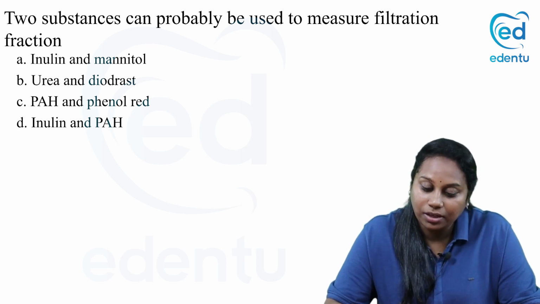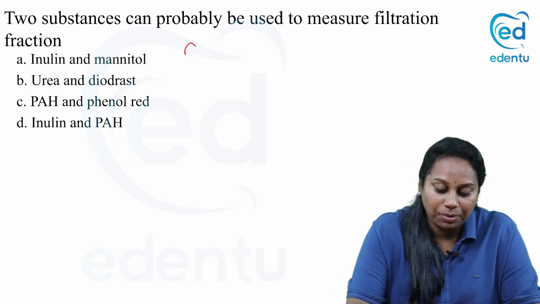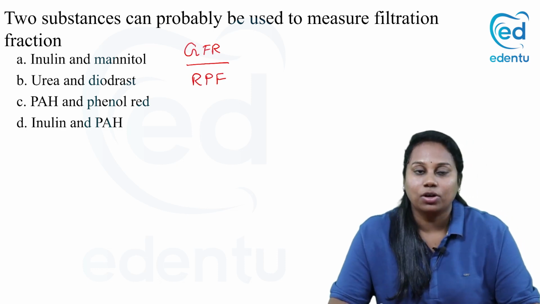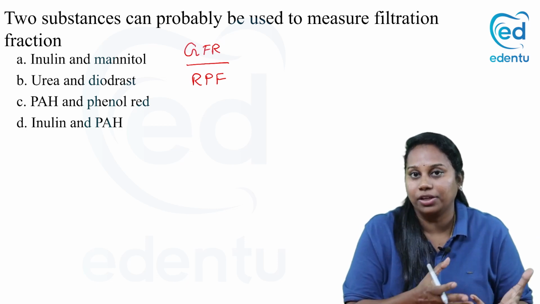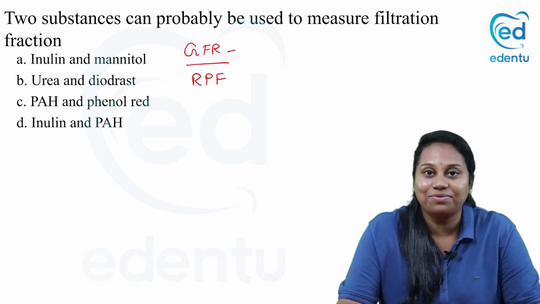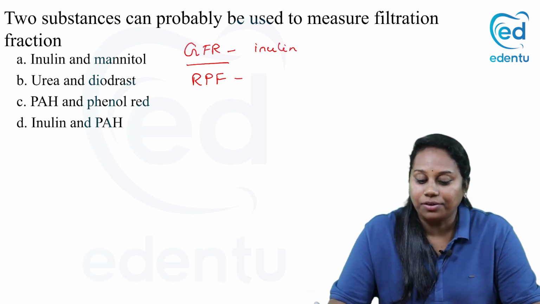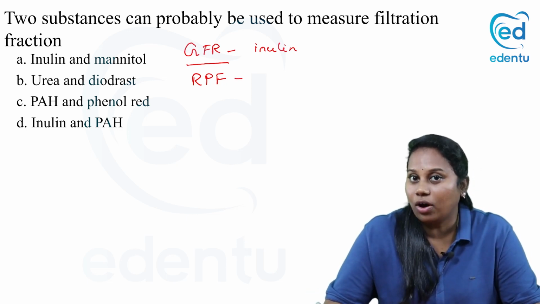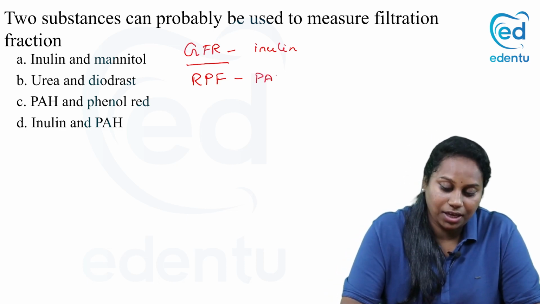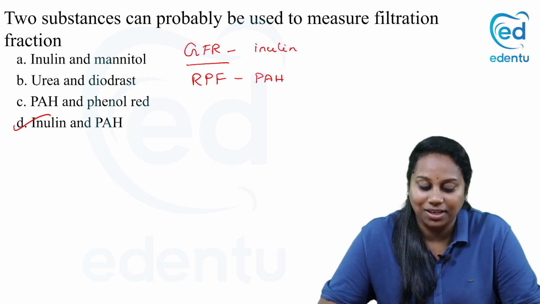Which two substances can be used to measure filtration fraction? So what is the formula for filtration fraction? Can you remember? GFR by renal plasma flow. Out of how much plasma is flowing into the glomerulus, how much is filtered? That is called filtration fraction. For measuring GFR, which substance did we use? Inulin, inulin clearance. And for measuring renal plasma flow, can you recall which substance we used? Yes, para-aminohippuric acid, PAH. So the answer is D. Inulin and PAH can be used to calculate filtration fraction.